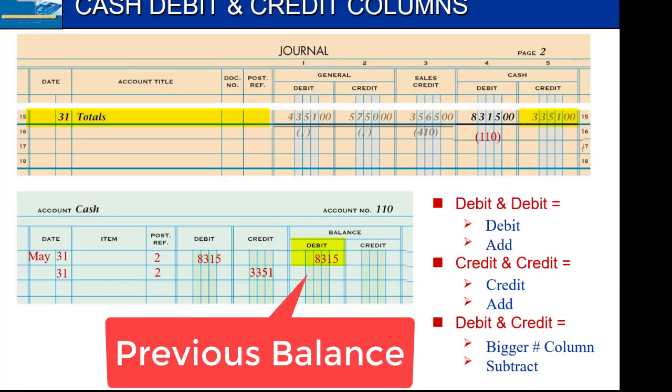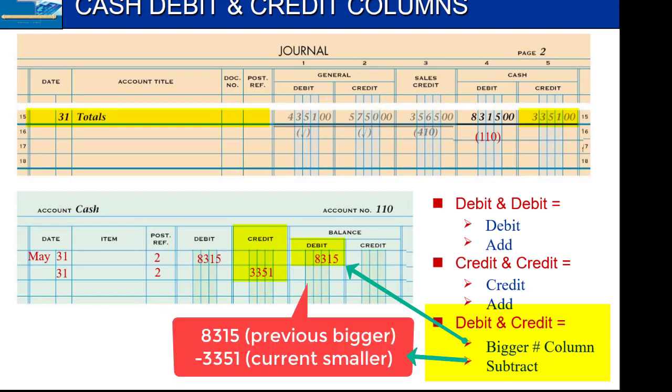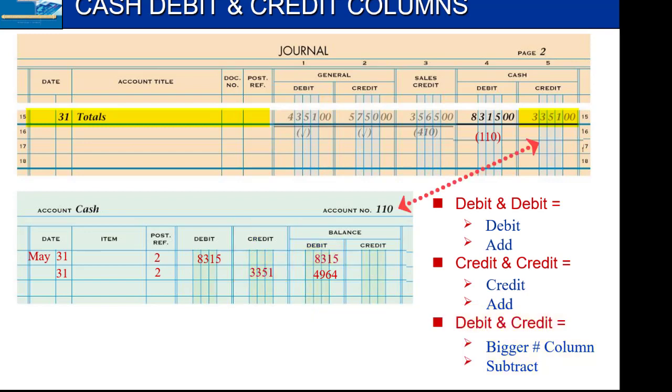So in this case, our previous balance is a debit of 8,315, and the new number that we're posting is a credit. So when they're different, I choose the bigger column. In this case, 8,315 is larger than 3,351, so I'm going to post in the debit column. When they are different columns, I'm going to subtract. So 8,315 minus 3,351 is going to be 4,964. And then I'll finish off with my posting by taking that account number and again in parentheses, putting that underneath the column total that I just posted.